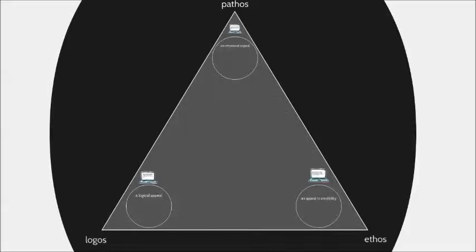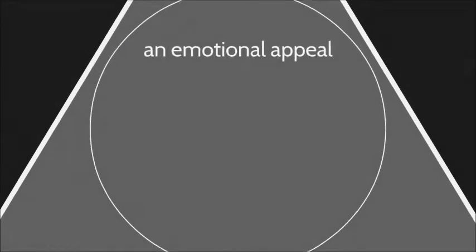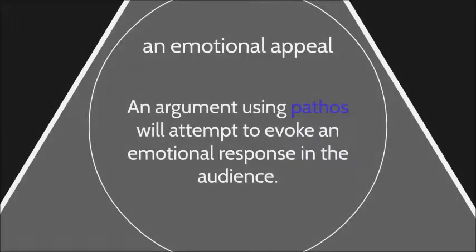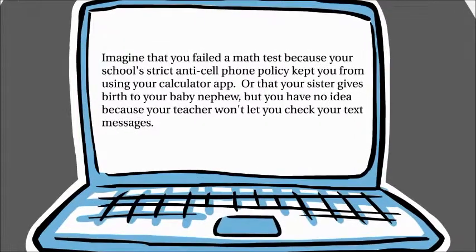We'll first start by taking a look at advertisements that feature pathos. An argument using pathos will attempt to evoke an emotional response in the audience. Before we get into advertising, let's envision this as a persuasive essay. Imagine that you failed a math test because your school's strict anti-cell phone policy kept you from using your calculator app. Or that your sister gives birth to your baby nephew, but you have no idea because your teacher won't let you check your text messages.